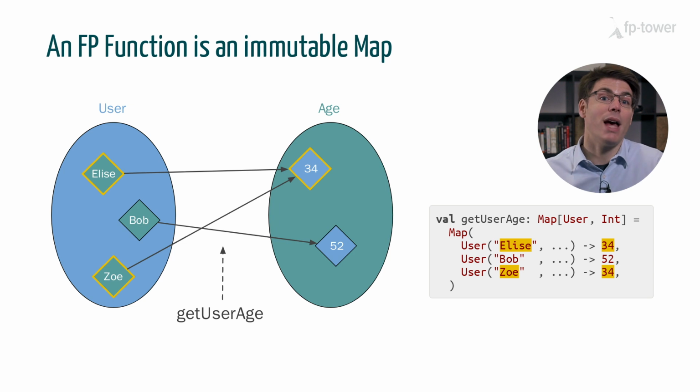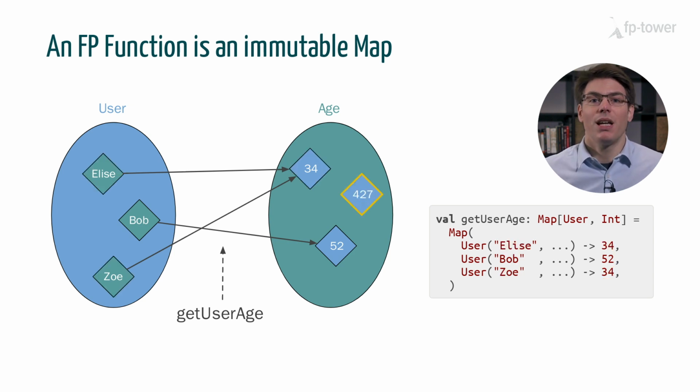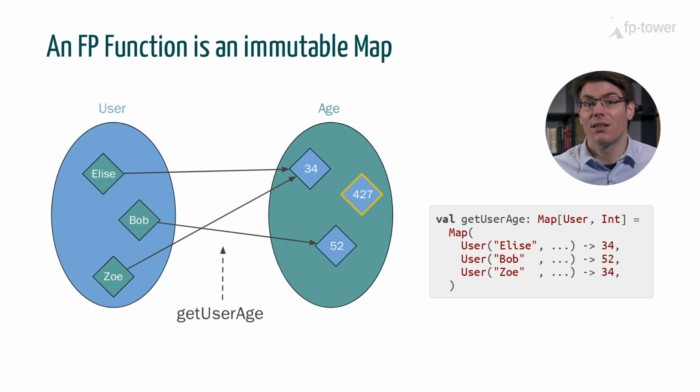One thing to notice is that several users can return the same number. For example, we could have Elise and Zoe who both point to the number 34 because they are both 34 years old. Another implication is that some output values are never returned. For example, we don't have any arrows pointing to the number 427 because we don't have any users aged 427 years old, at least not yet.